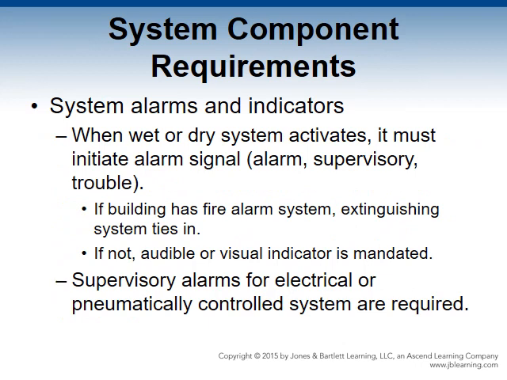System alarm and indicators. When a wet or dry chemical system is activated, it must initiate an alarm signal. If the building has a fire alarm system, the extinguishing system is tied into it. It must activate signals indicating alarm, supervisory, or trouble. If the building does not have a fire alarm system, a local audible or visual indicator can immediately alert to a fire. This is especially important when it's a dry chemical system because the chemical produces a potentially dangerous cloud of powder that can affect breathing and visibility.